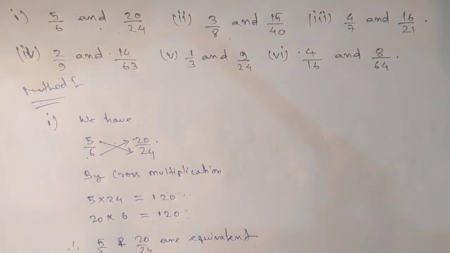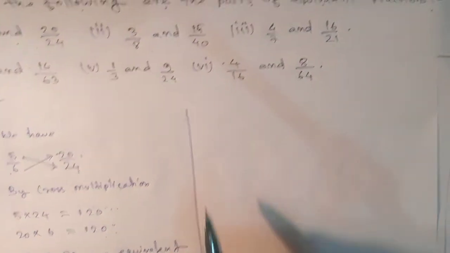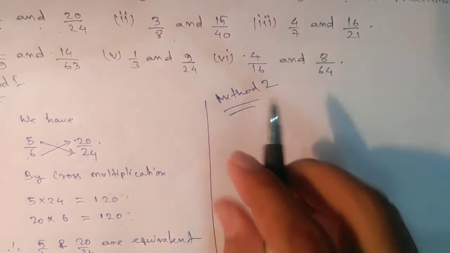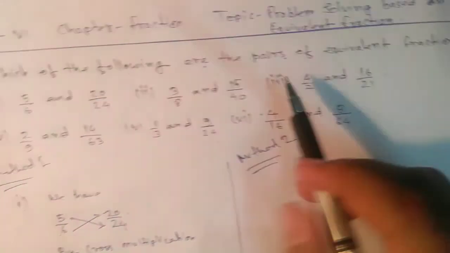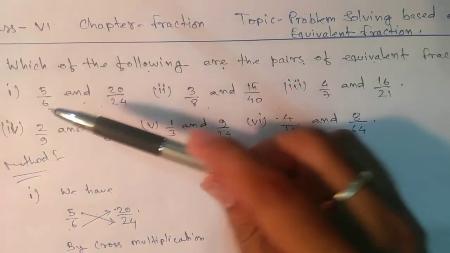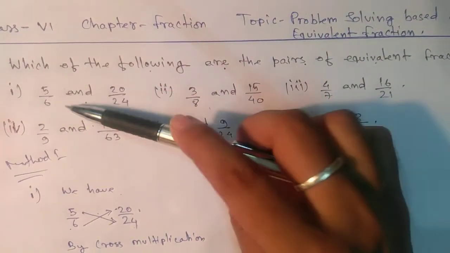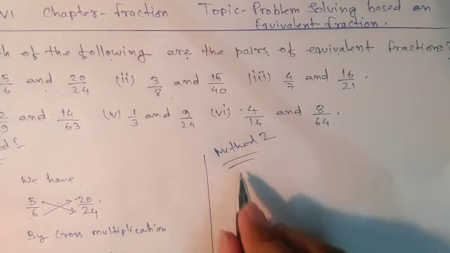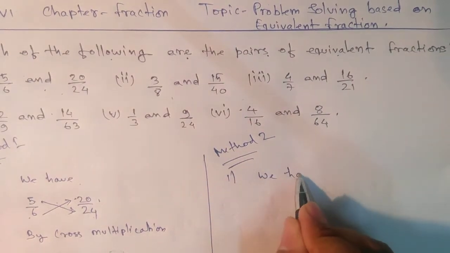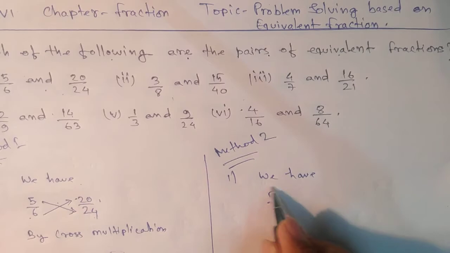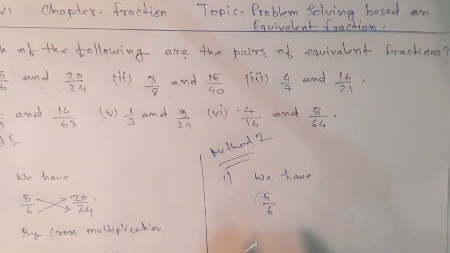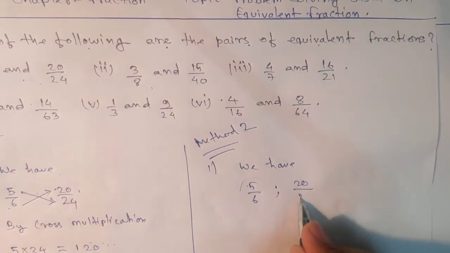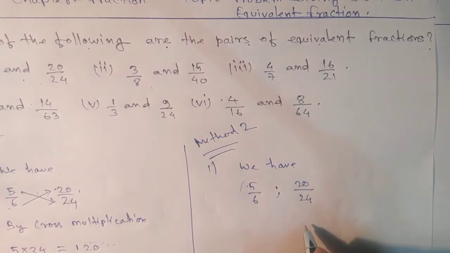Okay, let's go with the second method, method 2. By definition we know that if the fractions keep the same value, then they are equivalent fractions. So you check here, first one, you can see that 5 by 6 is already in its simplest form, no need to do anything. You proceed for 20 by 24 and make this one in its simplest form.